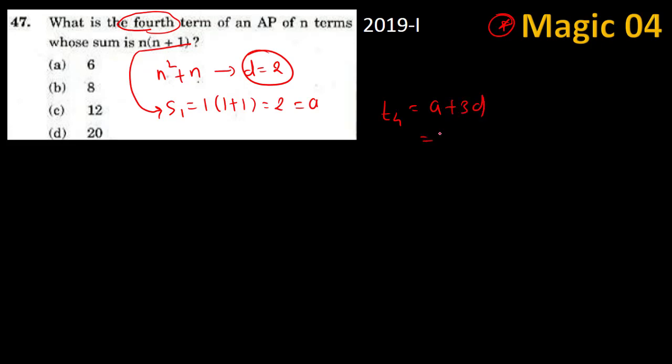A is 2, plus 3, which comes from n minus 1, and D is 2. So it is 2 plus 6, which is nothing but 8. So the correct answer is 8. Watch the magical 04 video, in which you will understand how to find D. In this question you only have to find A and D. Once you get these two, you can find any nth term.